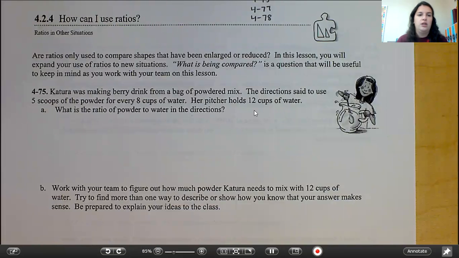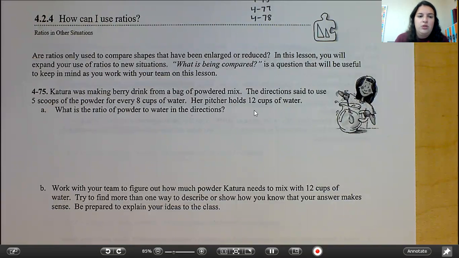It is titled, How Can I Use Ratios? Ratios in Other Situations. Are ratios only used to compare shapes that have been enlarged or reduced? In this lesson, you will expand your use of ratios to new situations. What is being compared is a question that will be useful to keep in mind as you work with your team on this lesson. We're going to start with problem 475.